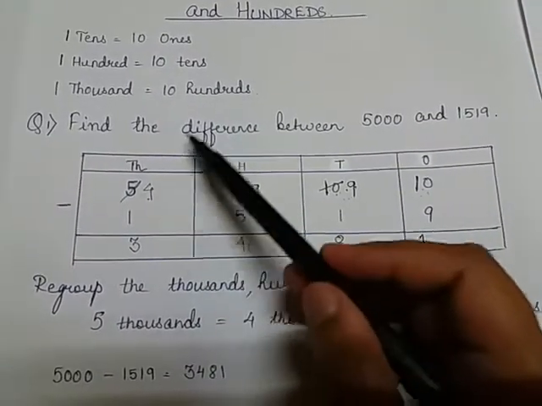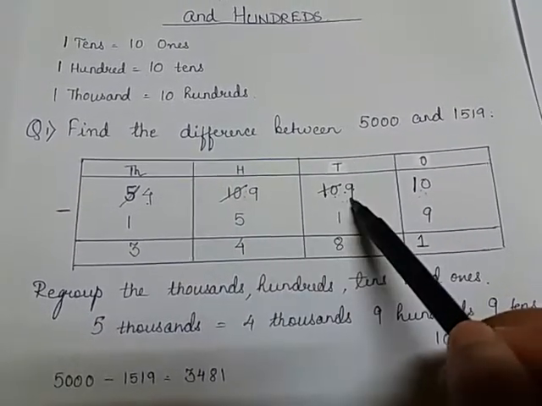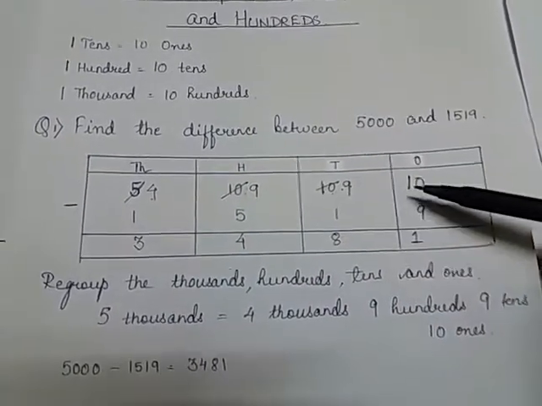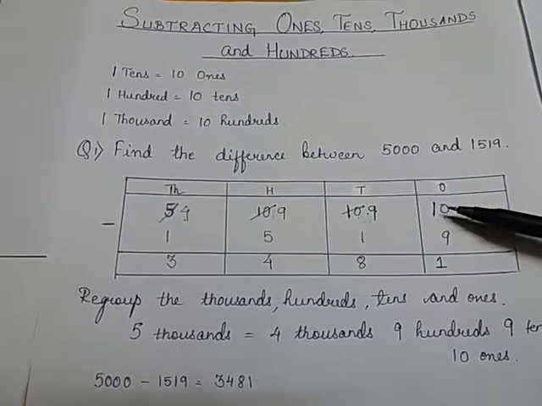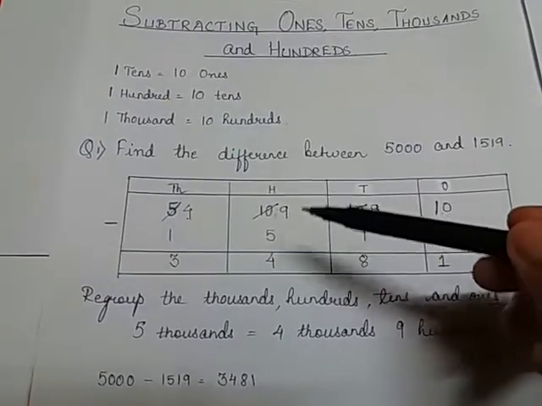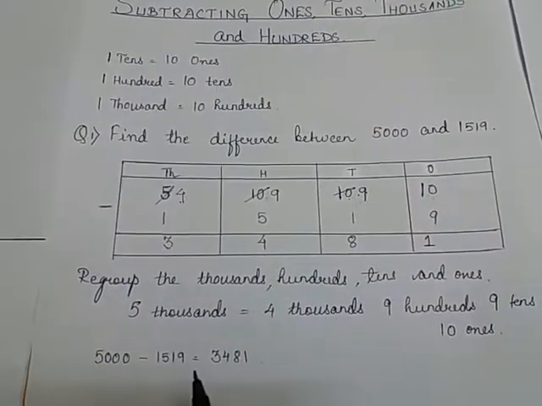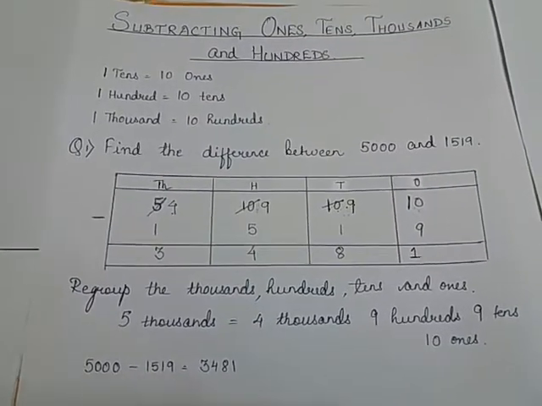As I'm taking 1 away from each place, you can see the number is decreasing, right? Then we started with 10 minus 9 is 1, 9 minus 1 is 8, 9 minus 5 is 4, 4 minus 1 is 3. That is 3481.